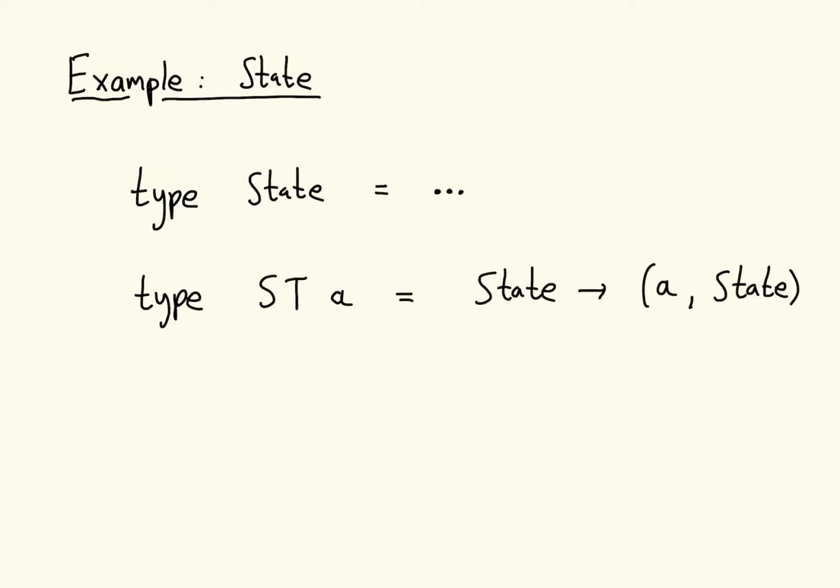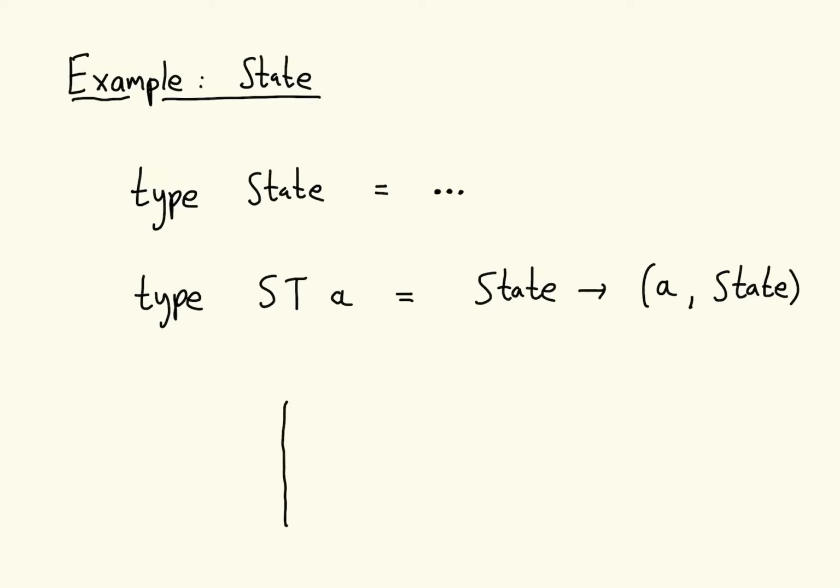And the way you read this is, if you have a state transformer of type A, you take in an input state and you get a result value of type A, and then you get back a possibly modified output state. Okay, so very nice, simple idea. It turns out to also be very useful to draw these things in pictures. And you draw exactly what you'd expect.